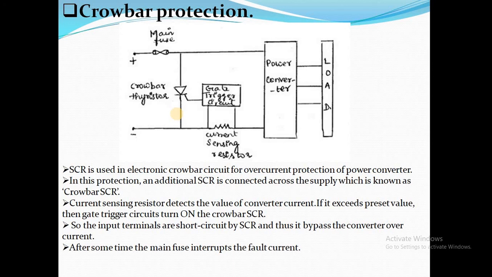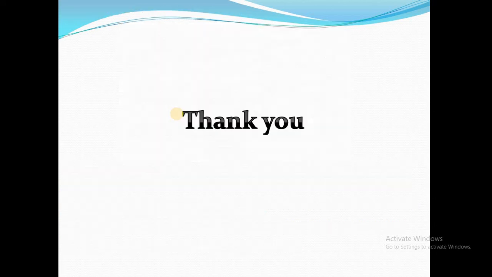So in this session we studied the threats occurring at the thyristors. They are overvoltage and overcurrent. For overvoltage protection, the snubber circuit is used, and for overcurrent protection, crowbar protection is used here.